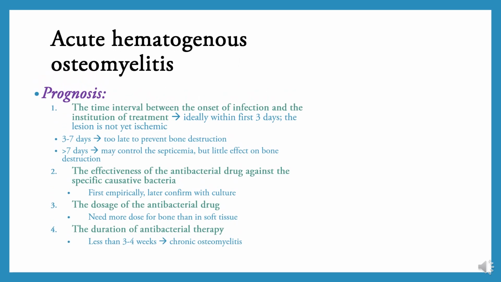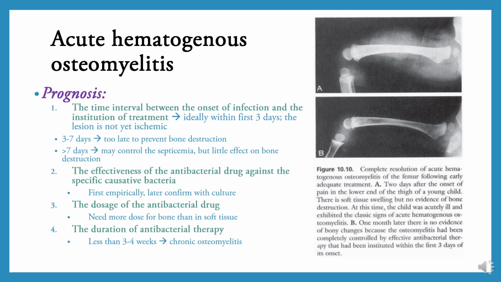For the prognosis, the time interval between the onset of infection and the institution of treatment, ideally within the first 3 days, while the lesion is not yet ischemic. The effectiveness of the antibacterial drug against the specific causative bacteria. The dosage of the antibacterial drug. The duration of antibacterial therapy will determine the prognosis of the disease progression.